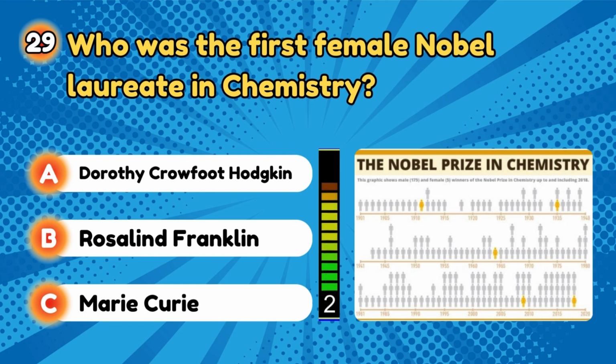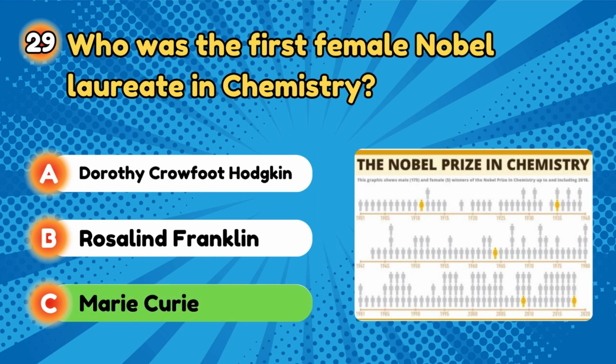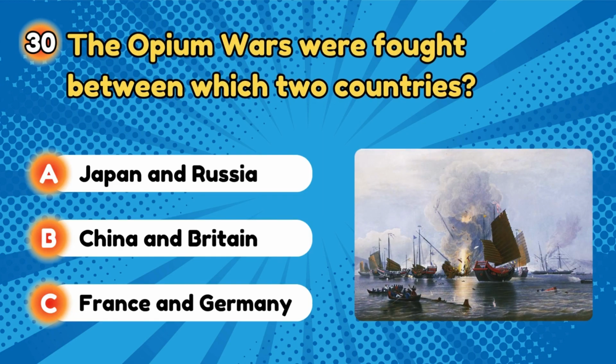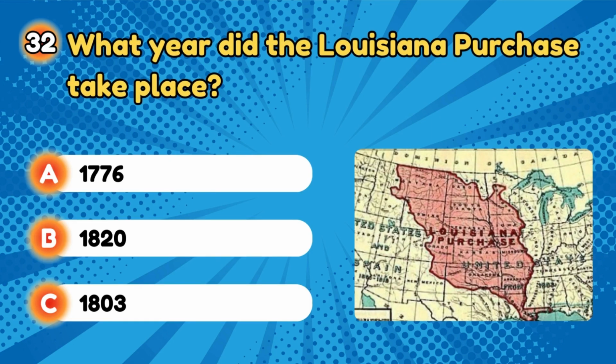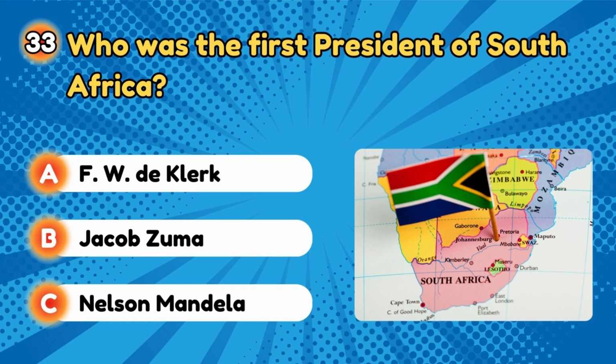Marie Curie. The Opium Wars were fought between which two countries? China and Britain. Who was the first female Prime Minister of India? Indira Gandhi. What year did the Louisiana Purchase take place? 1803. Who was the first president of South Africa?